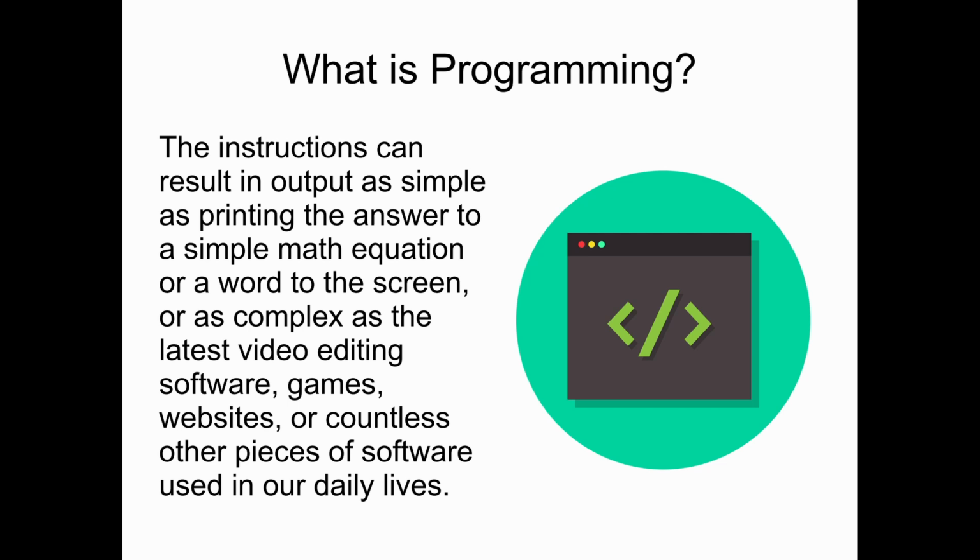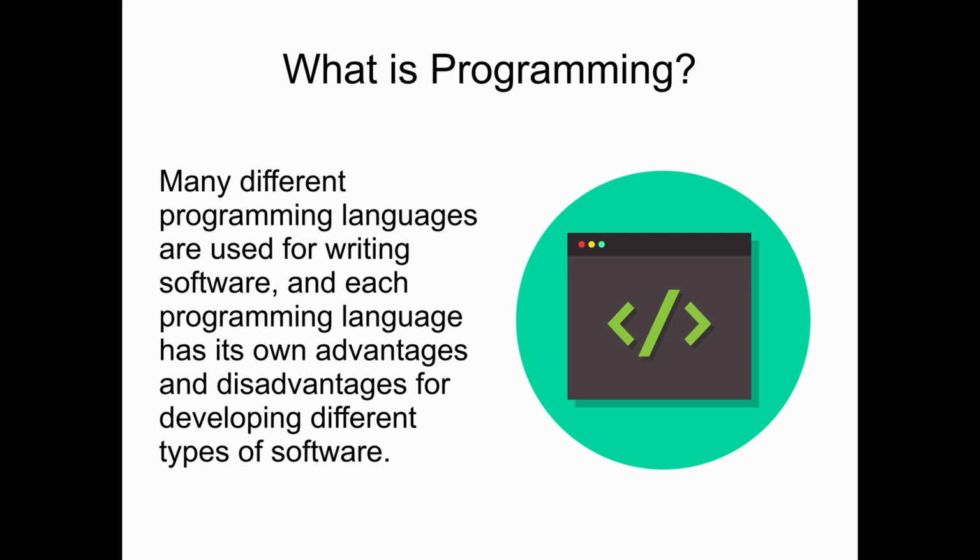The instructions can result in output as simple as printing the answer to a simple math equation or a word to the screen, or as complex as the latest video editing software, games, websites, or countless other pieces of software used in our daily lives. Many different programming languages are used for writing software, and each programming language has its own advantages and disadvantages for developing different types of software.